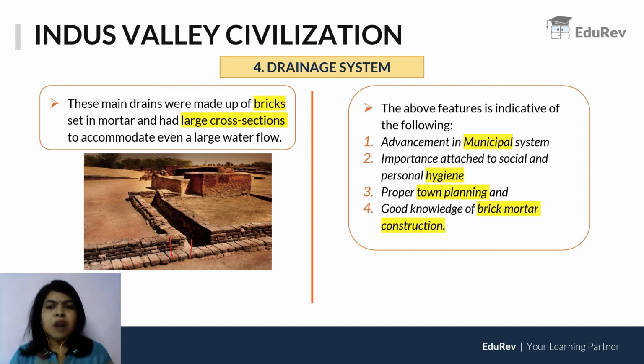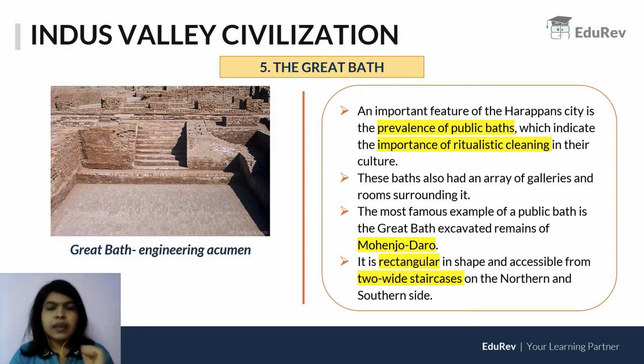The above features are indicative of the following. That is, the advancement in the municipal system, the importance that is attached to social and personal hygiene, proper town planning, and brick and mortar construction. So all that the Harappans had excellent knowledge of. Moving on to the next one, the Great Bath.